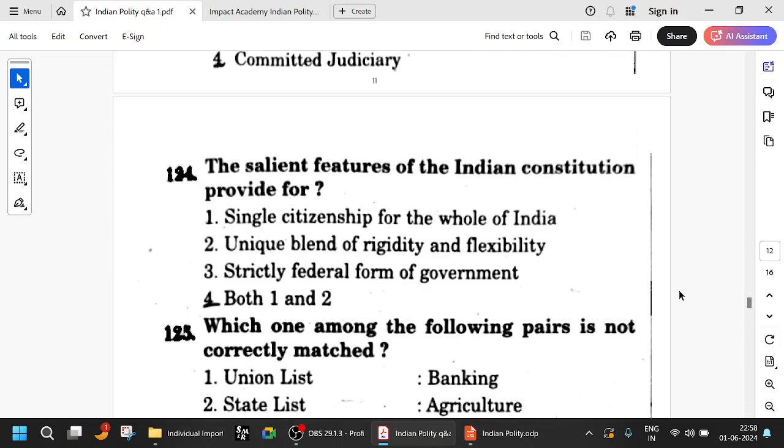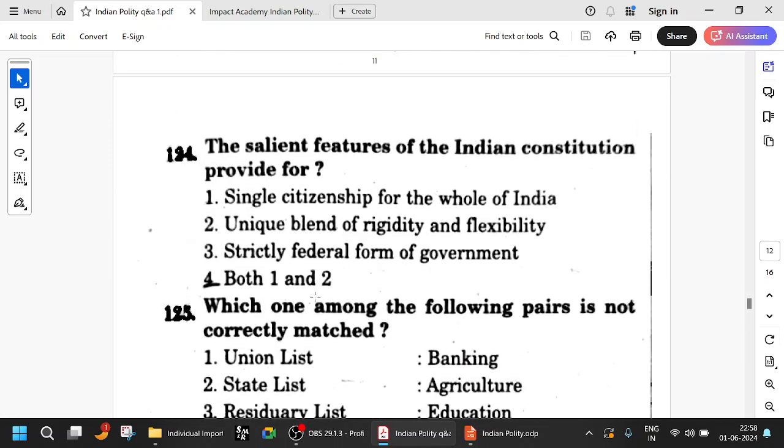Salient features of the Indian Constitution provide for single citizenship for whole of India, which is true. Unique blend of rigidity and flexibility, which is true. Strictly federal form of government? So we have a flexibility also, so it is not a strictly federal form. We have a central list, which is a unitary form. We have the concept of governors, all India services. All these are unitary tendencies of the Constitution.